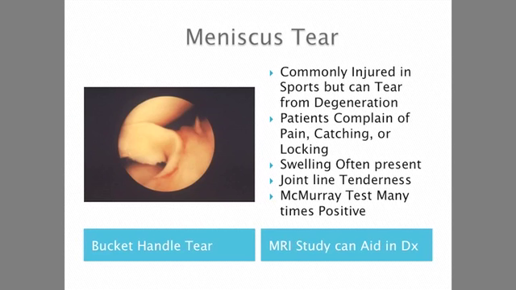This picture on the left is an example of a classic bucket handle tear. This is a tear in which the meniscus is attached in the front of the knee and also in the back of the knee, and then the main body of the meniscus has been displaced into the inner aspect of the knee and in the notch of the knee joint. These patients will present to your office many times with a knee that they can't bend or extend or place weight on.